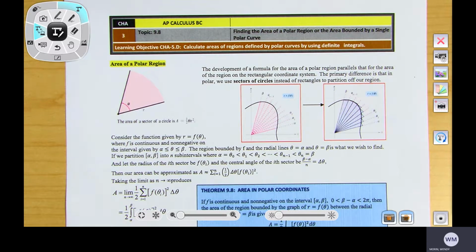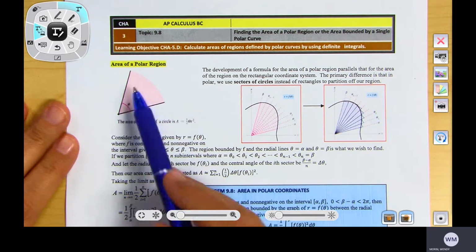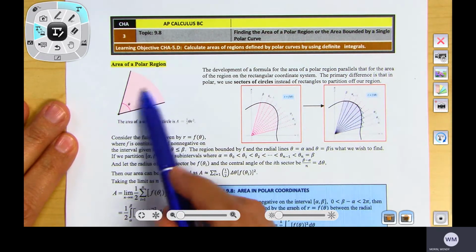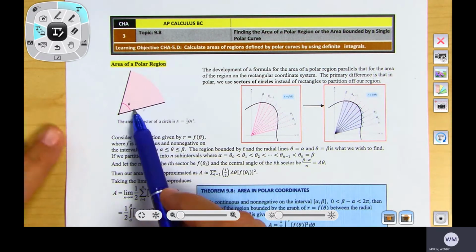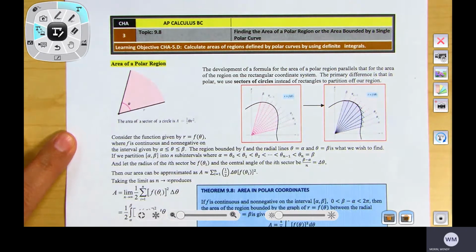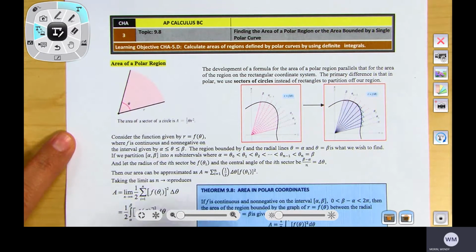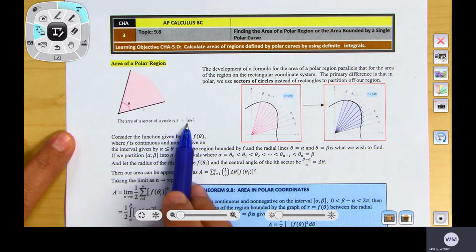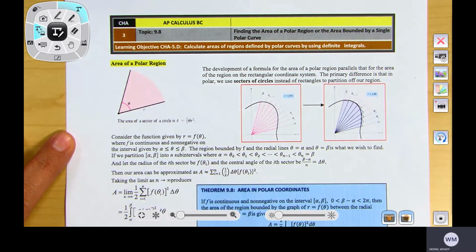So let's just quickly review this right here. Remember what this was called? That's called a sector. So from, I don't know, 9th, 10th grade, area of a sector, it was 1/2 of r squared theta. 1/2 times theta times r squared.